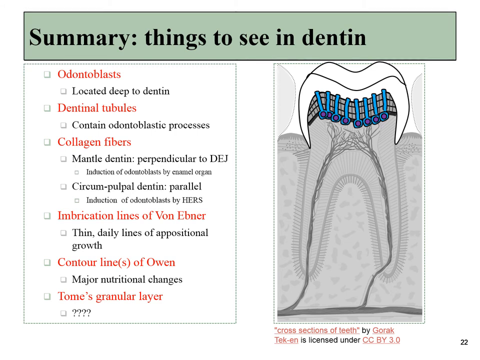Okay, now they take a break on the day that we're born, and so this darker line here represents one of the contour lines of Owen, which is just a bigger, thicker imbrication line of von Ebner. These horizontal lines represent the 24-hour cycle of dentin formation.